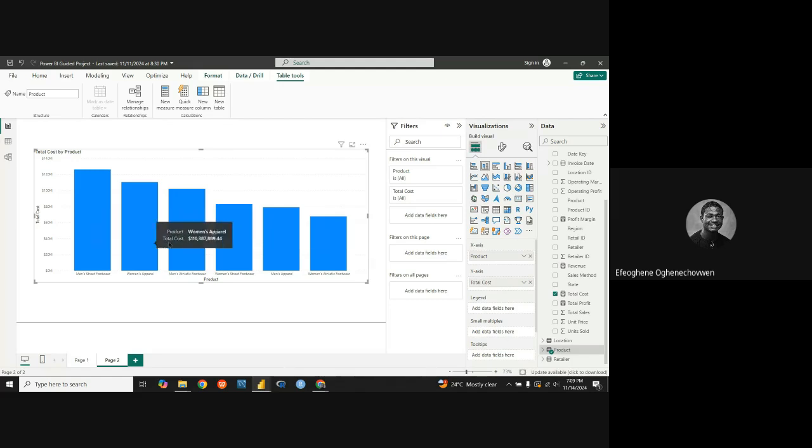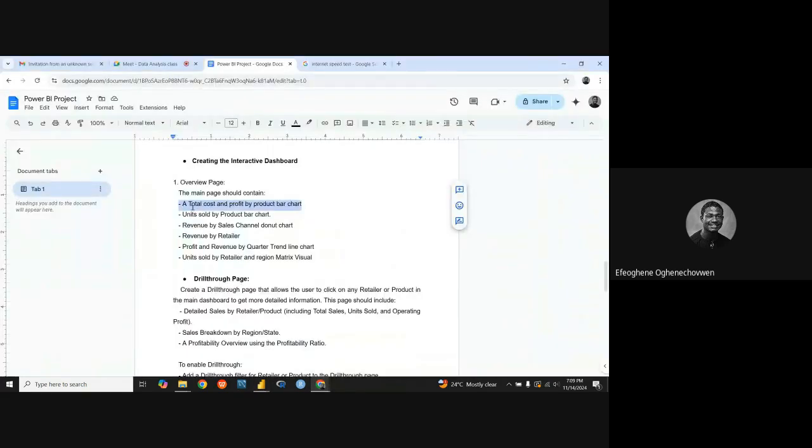All right, so when we begin to walk through the data, we will see if there's really a correlation between the cost and the profit. That's just putting you in the right mind for this project. If you can see, it says total cost and profit by product bar chart. So this way you begin to draw insight. We've started the project already.